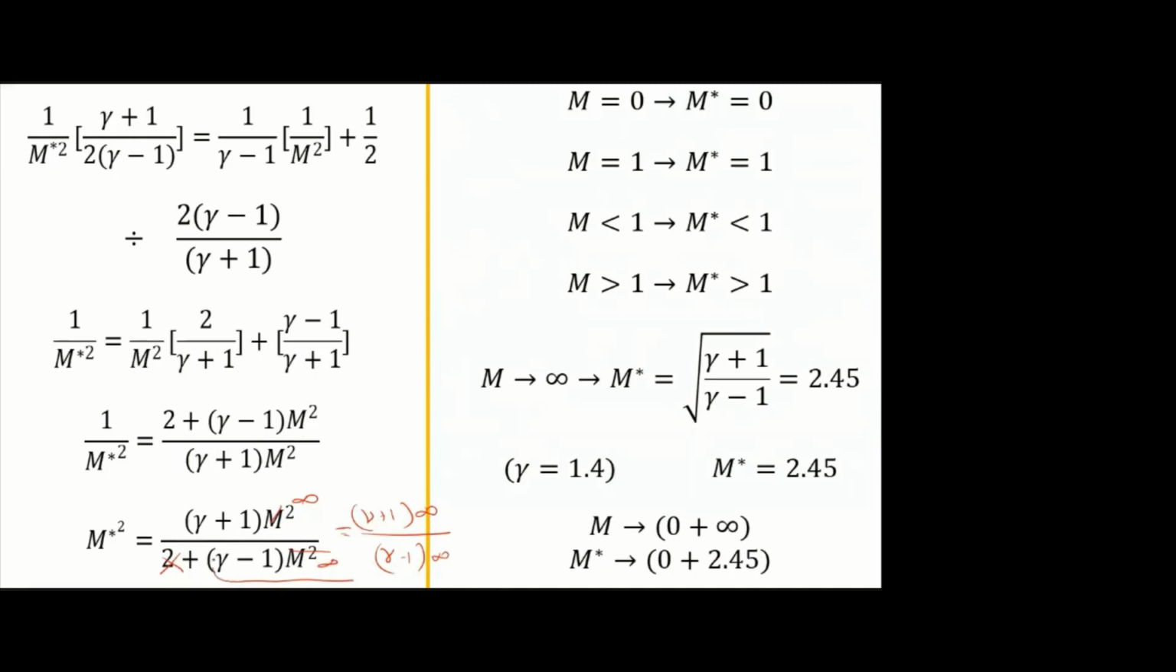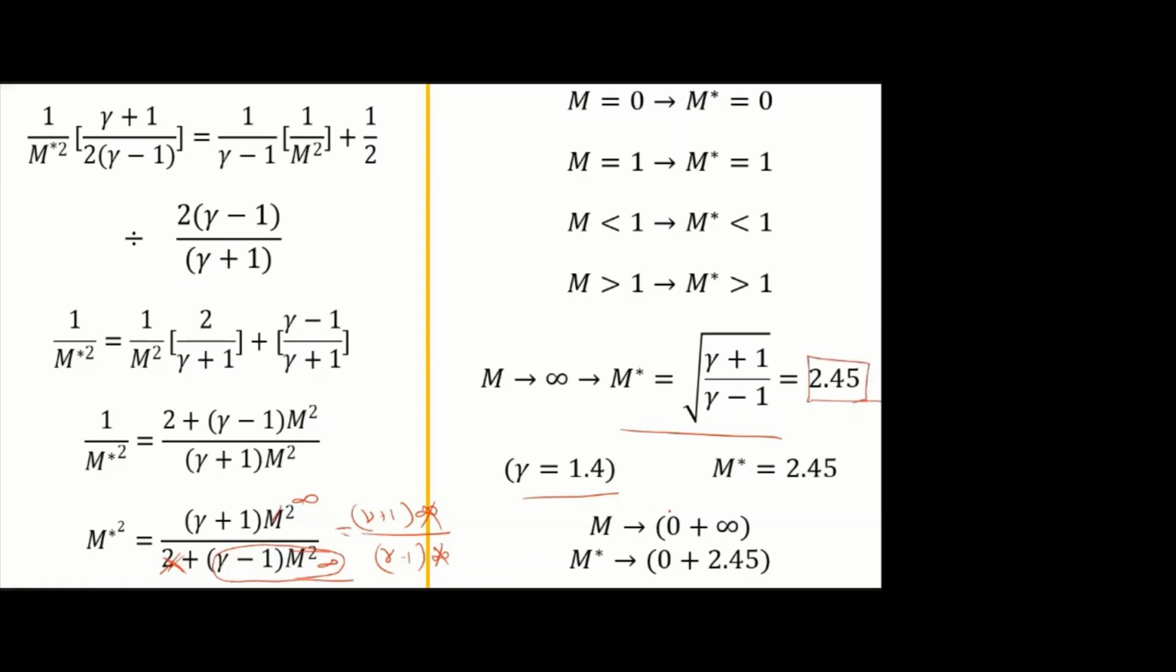If this term is infinity, then this 2 is negligible. So the final is gamma plus 1 infinity divided by gamma minus 1 infinity. Then they are cancelling this infinity and infinity. With that they are getting m star is root of gamma plus 1 divided by gamma minus 1. We know gamma value is 1.4. In that we are getting it is 2.45.